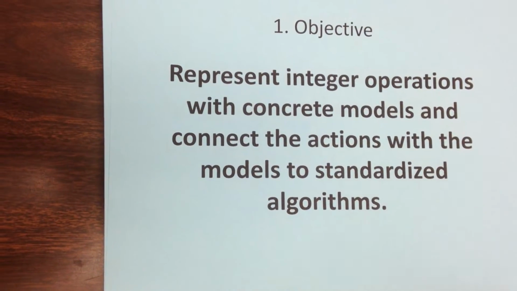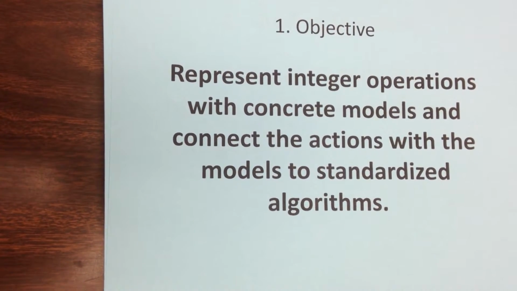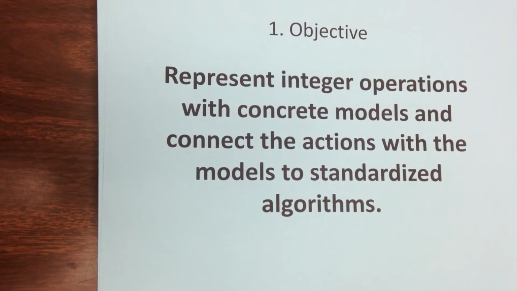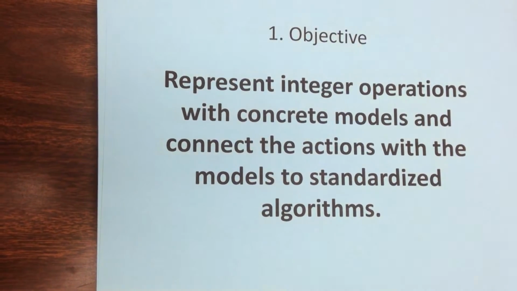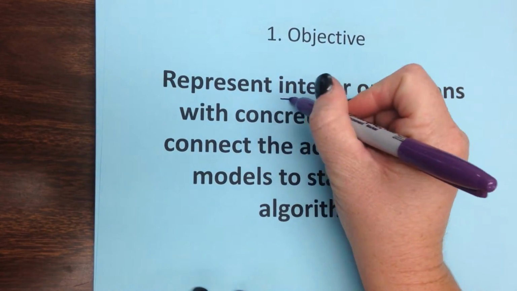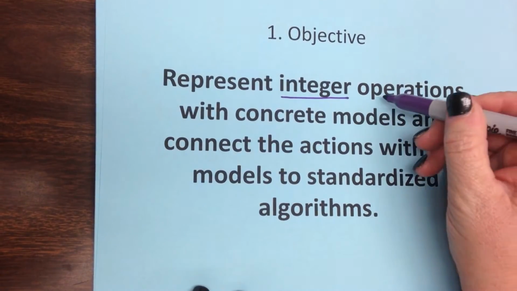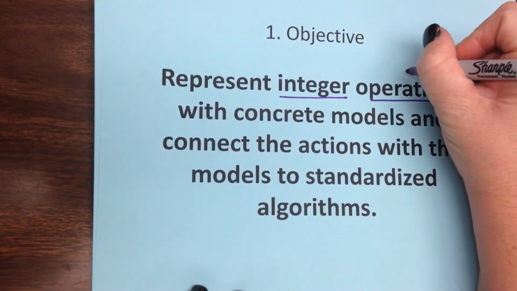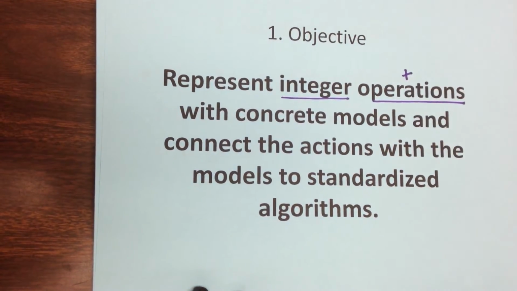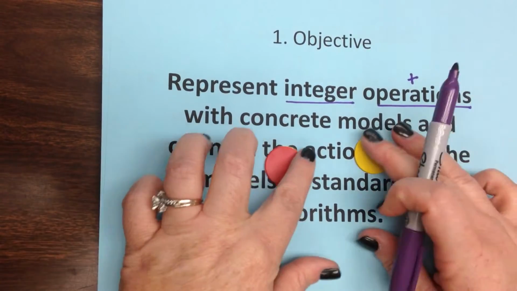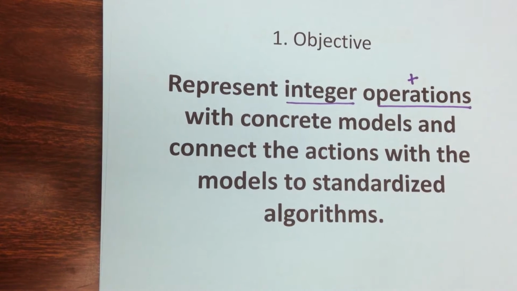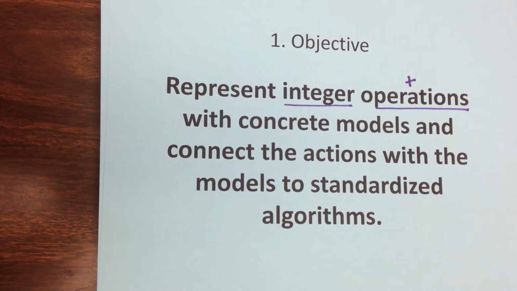All right, hello. Today's objective is to represent integer operations with concrete models and connect the actions with the models to the standardized algorithms. It's the same as yesterday, but what it means is we're using integers, so the positive and negative numbers, and the operations we're using today will be just addition. So we're using models, and by models, I mean little counters. They're positive and negative counters, and we'll show you what those mean in just a second. You may need to pause your video to write your objective.